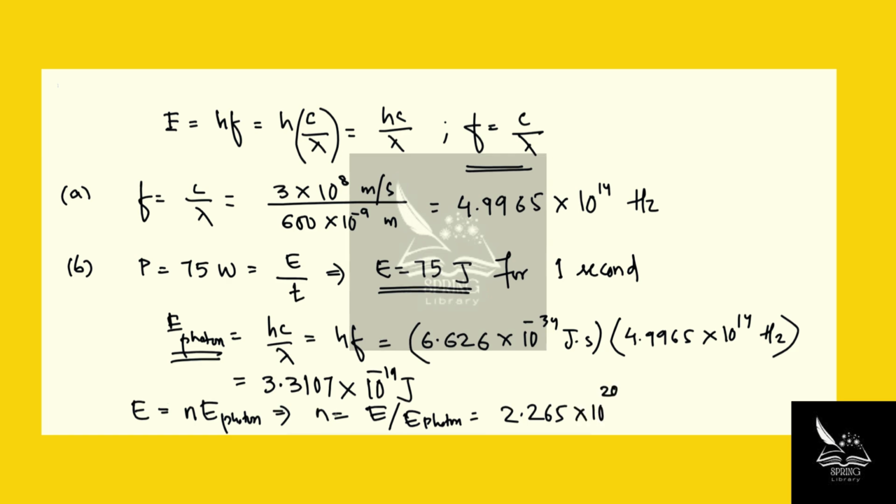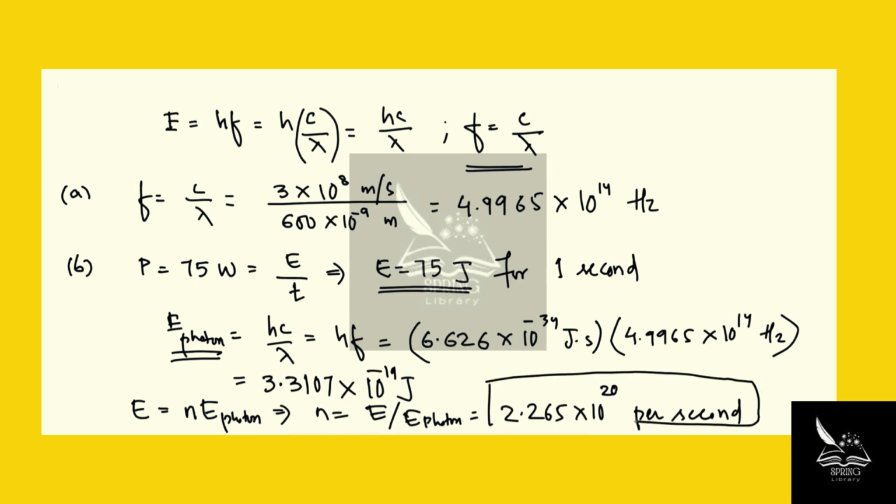And n, as I said, is the number of photons emitted by the source per second. Since the energy E that we used was also for 1 second, the number of photons that we got is also for 1 second. So that's the answer.